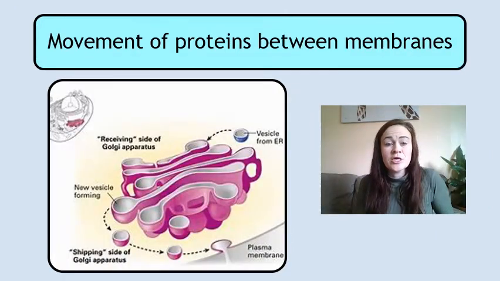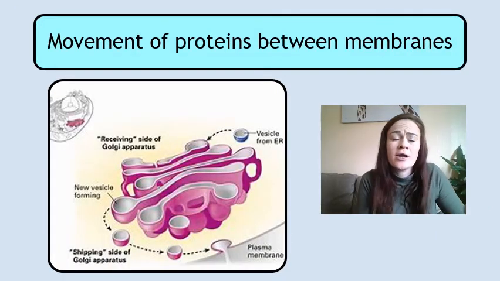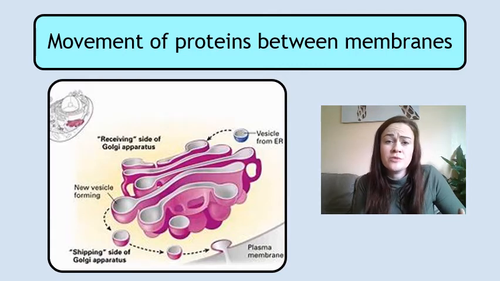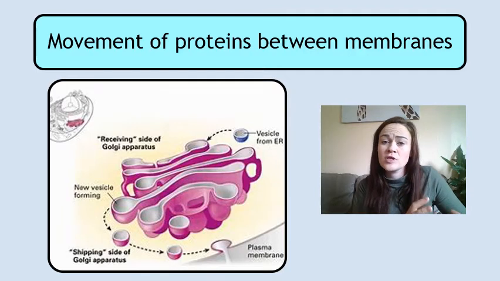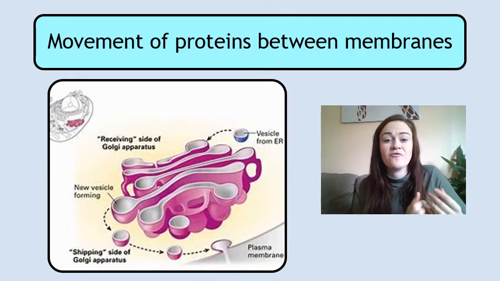Now, what we've got is the ER and the ribosomes producing the proteins and the lipids, and now we're going to look at how they can actually move from the ER to the Golgi apparatus for packaging.